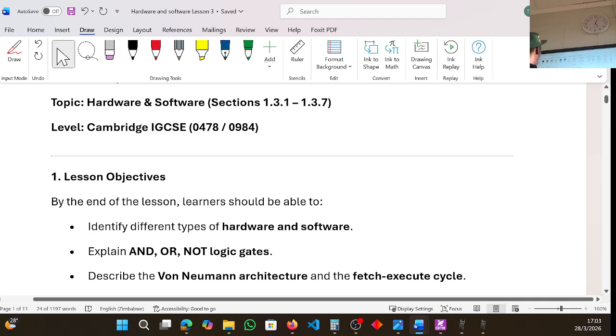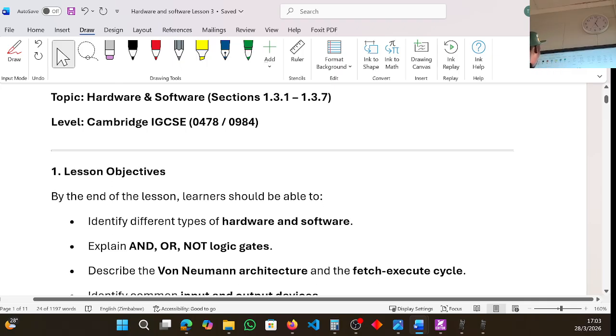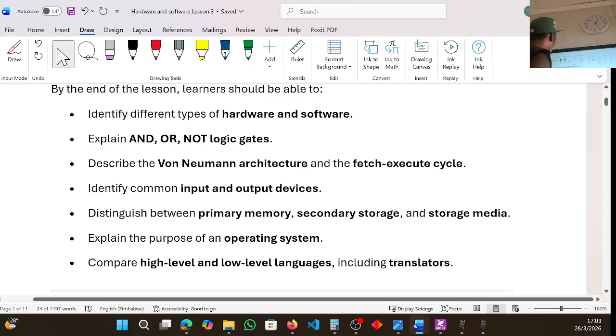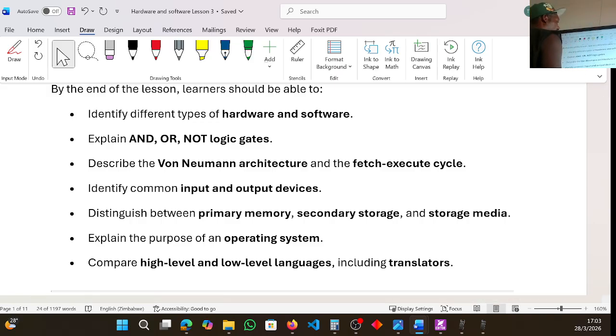Now our interest is on hardware and software. So our objectives are to be able to identify different types of hardware and software. We also look at logic gates AND, OR, NOT, the von Neumann architecture, the fetch execute cycle, how processes are executed by the central processing unit, input-output devices, primary memory, and secondary storage media. We will also look at operating systems.